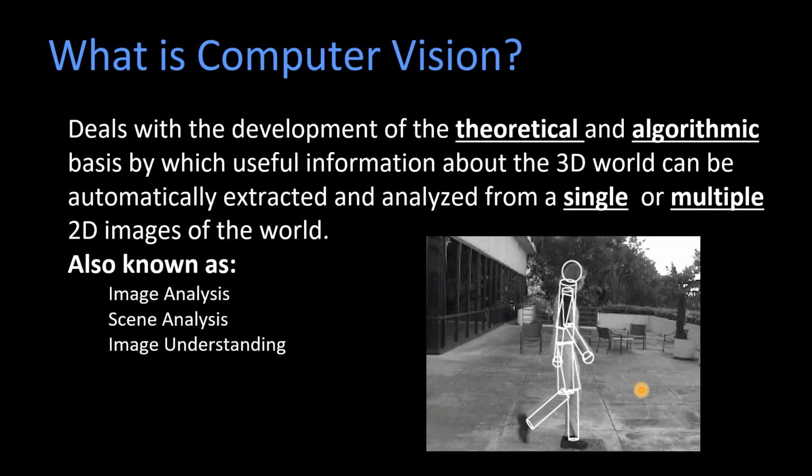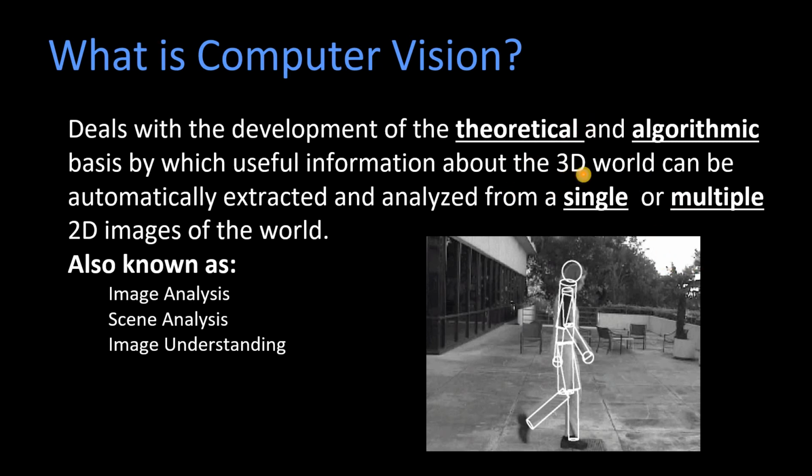So what is computer vision itself? Computer vision is the area that deals with the development of two things, theory and algorithm. We discuss the theory, and then we try to convert that theory into some practical algorithm or software, so that algorithmic basis helps us to get useful information about the world around us, the 3D world.